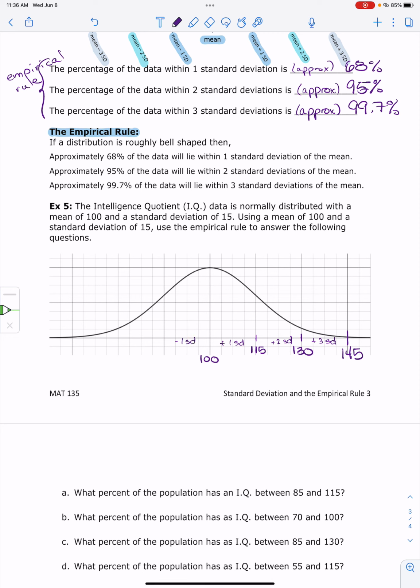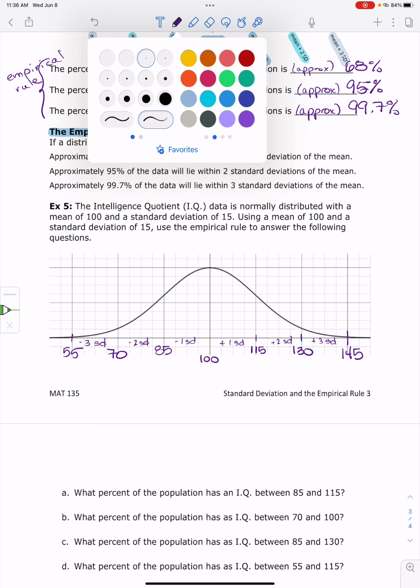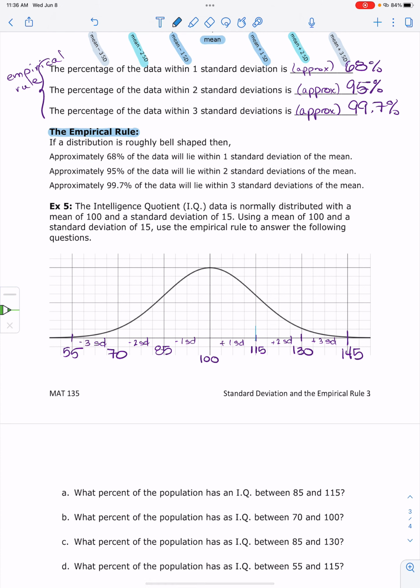So we're going to do the same thing below. 100 minus 1 standard deviation, I get 85, minus another standard deviation, and I am at 70. And 3 standard deviations below the mean, I'm here at 55. I am going to go ahead and color code to what we had before. So from my mean to 1 standard deviation above is 34% of the population. From my mean to 1 standard deviation below, again, is 34% of the population.